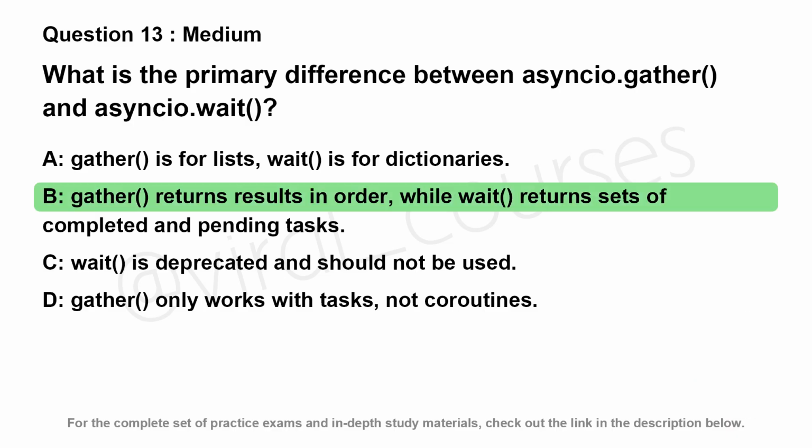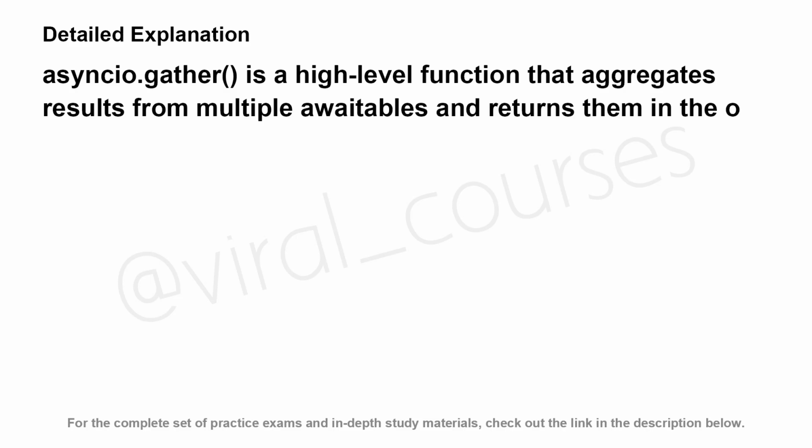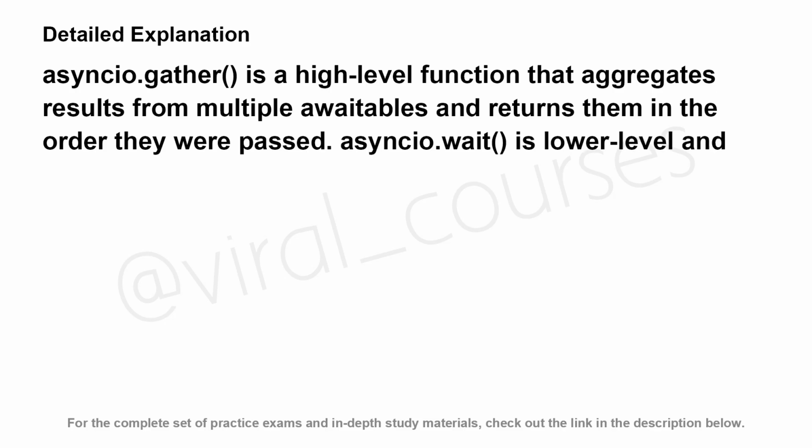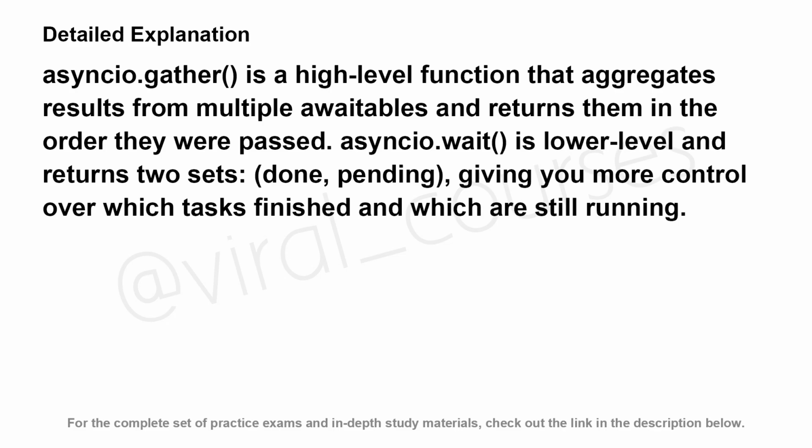The correct answer is B. Asyncio.gather is a high-level function that aggregates results from multiple awaitables and returns them in the order they were passed. Asyncio.wait is lower level and returns two sets, done and pending, giving you more control over which tasks finished and which are still running.